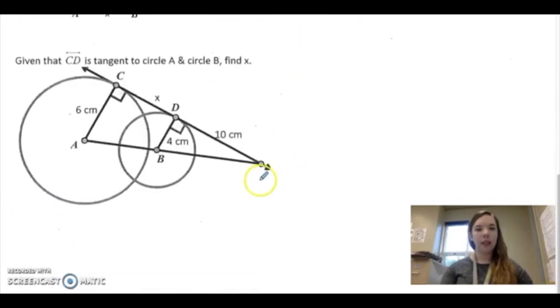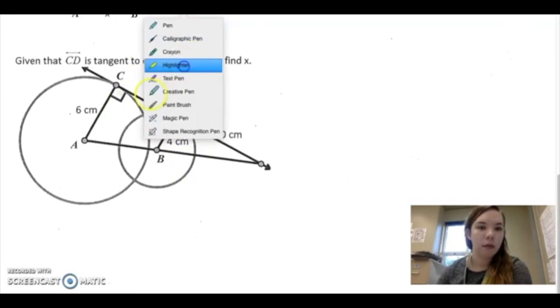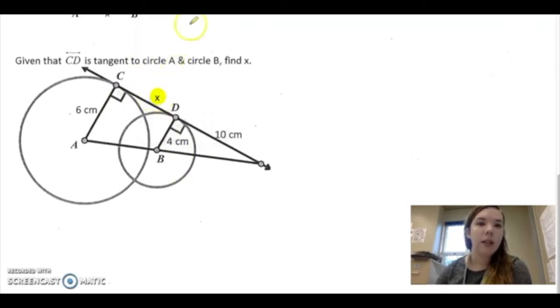All right, given that CD is tangent to circle A and B, find x. So they already drew in your right angles here, and we're trying to find this piece. And since these are similar triangles, because here you have this angle's the same by the reflexive property, so you have angle similarity, we can set up a proportion. So let's do leg over hypotenuse, but you could switch that upside down.